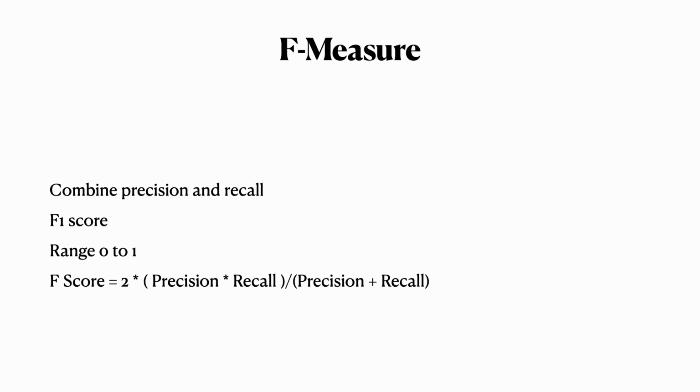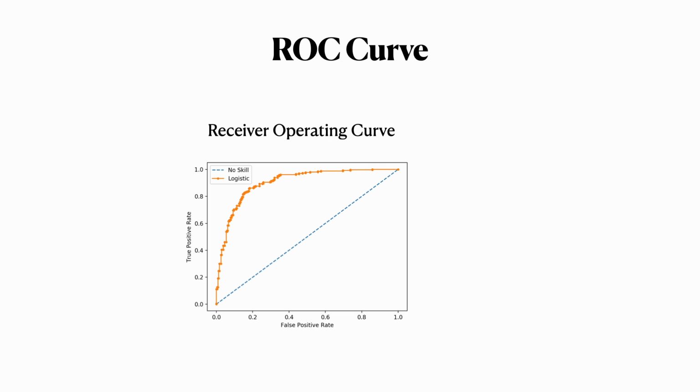F measure is a way to combine both precision and recall into a single measure. F measure is also known as F1 score. F1 score can range from 0 to 1. It tells how many instances it classified correctly or how precise your classifier is.